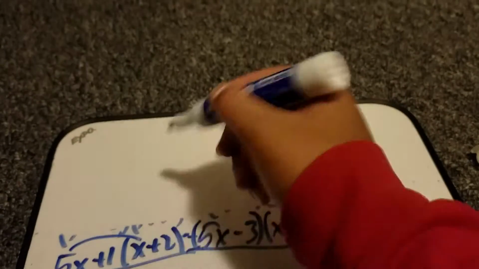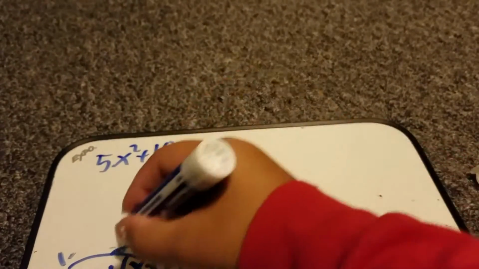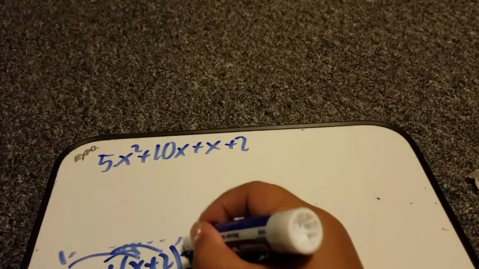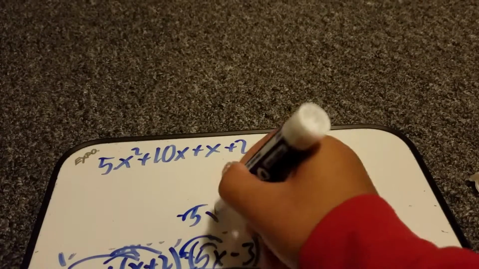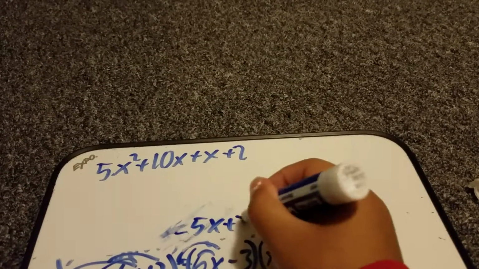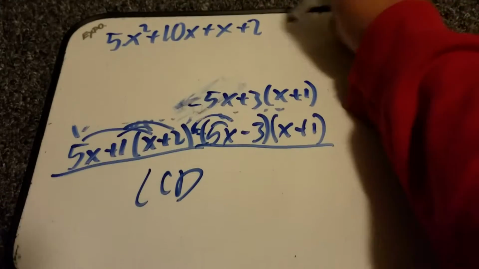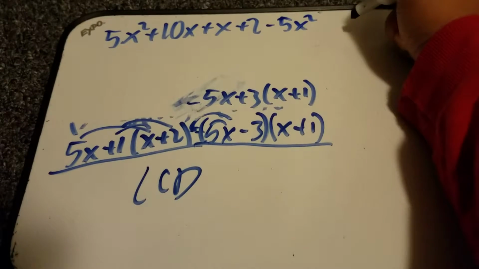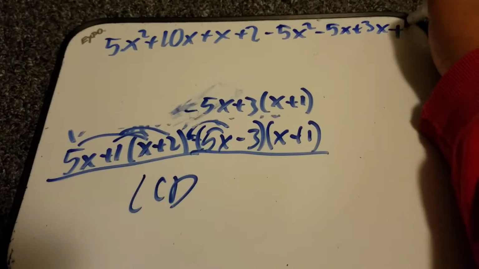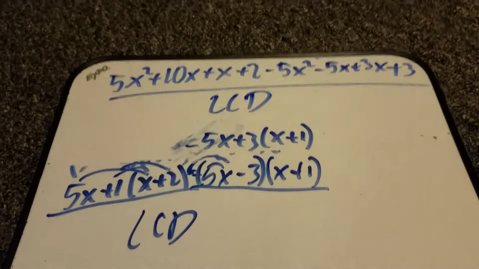So FOIL, so 5x squared plus 10x plus x plus 2. This one you would FOIL the negative, so negative 5x plus 3 times x plus 1. And then you would FOIL that, which is 5x squared minus 5x plus 3x plus 3. And add over least common denominator.